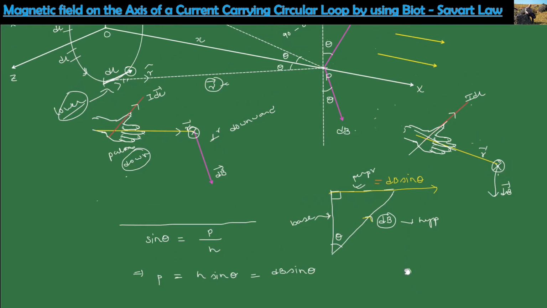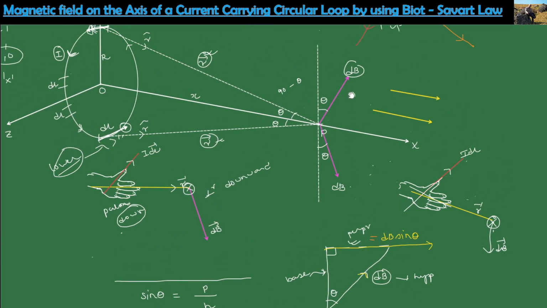If you look at this figure, this dB component will act in this direction, and that component will be dB sine of theta. This is that magnetic field dB. So this will be dB sine of theta, which I can represent by this vector.